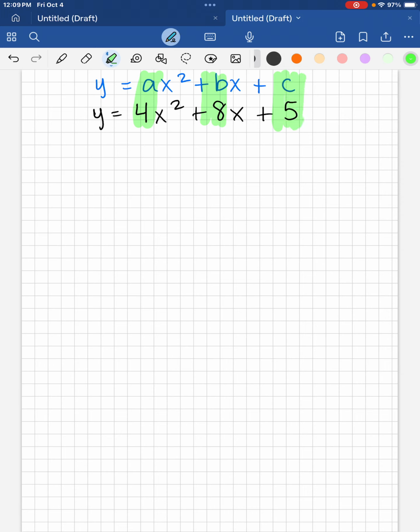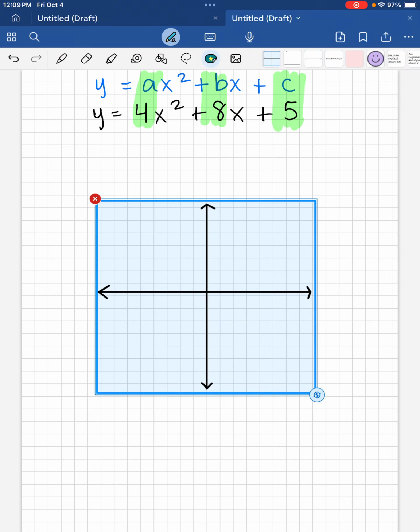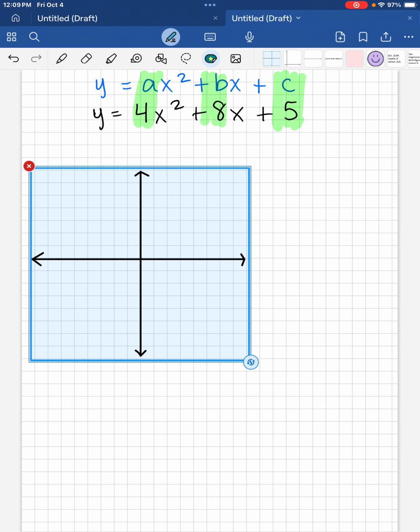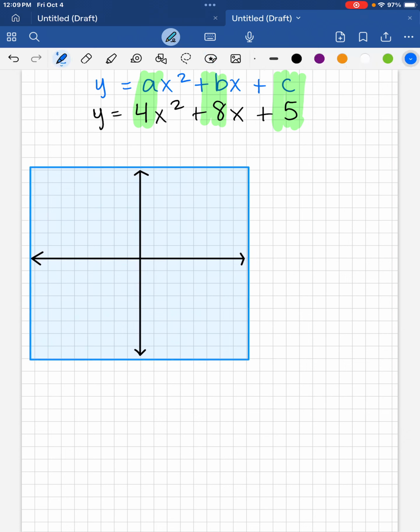So with this form, standard form, we have a formula for the x value of the vertex. If we were going to graph this, what we want to find is the x value of that vertex, because that's going to give us the minimum or the maximum, the x value of it, on our parabola. So the formula is negative b over 2a.